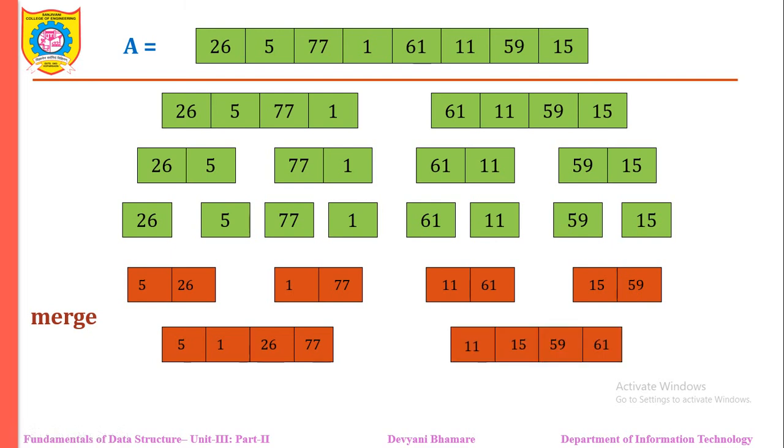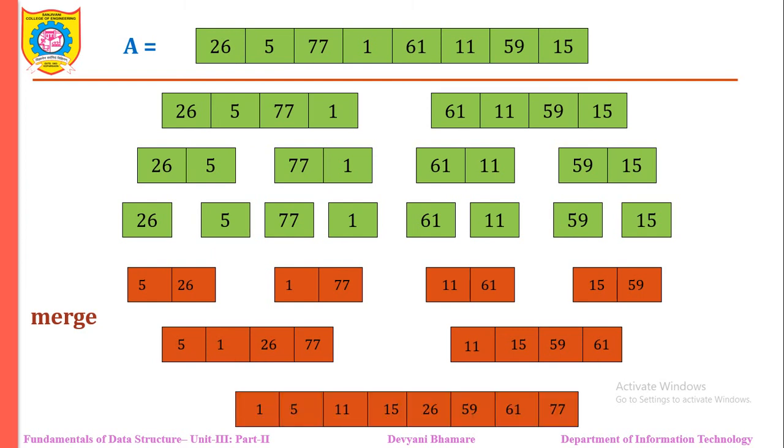Now we are going to merge these arrays containing four elements each, and we'll get the larger array which consists of a total of 8 elements. So this is the logic of merge sort.